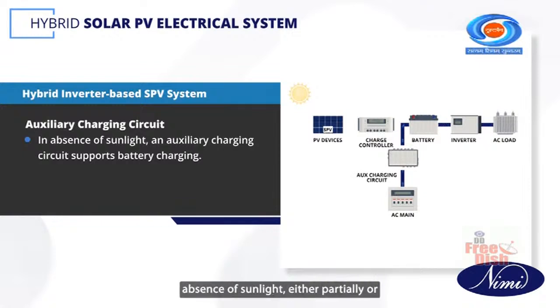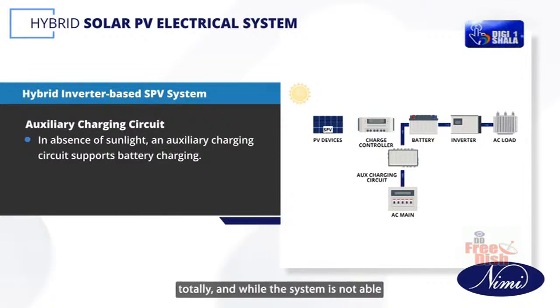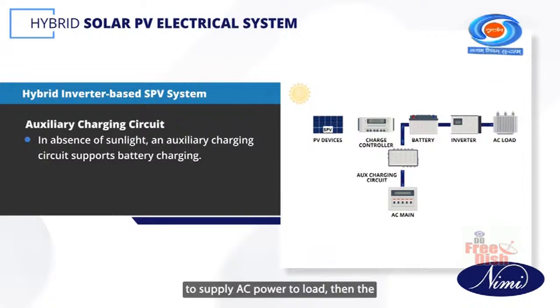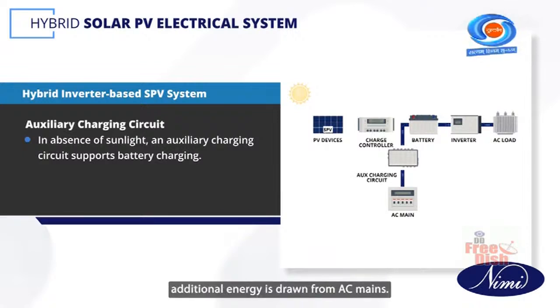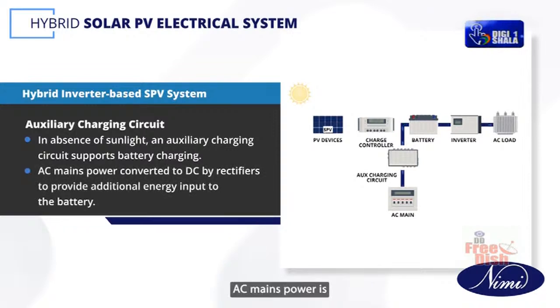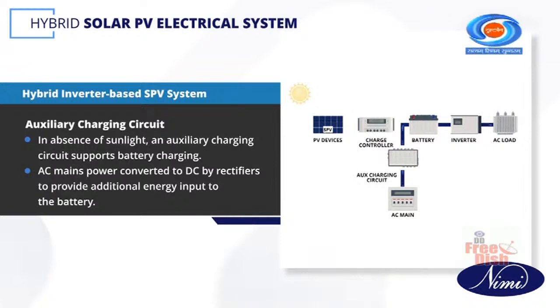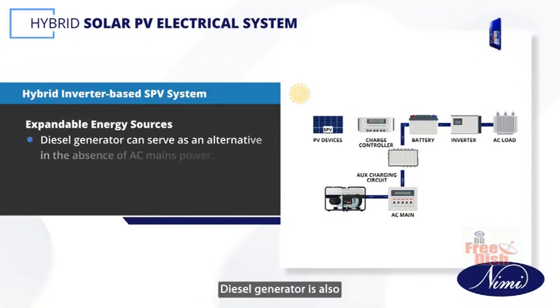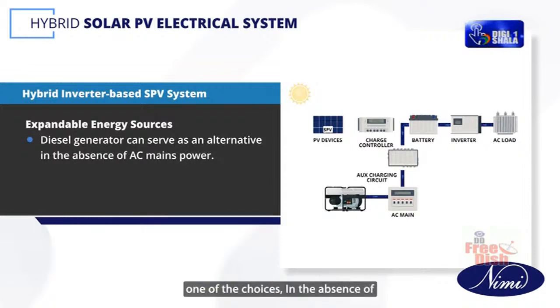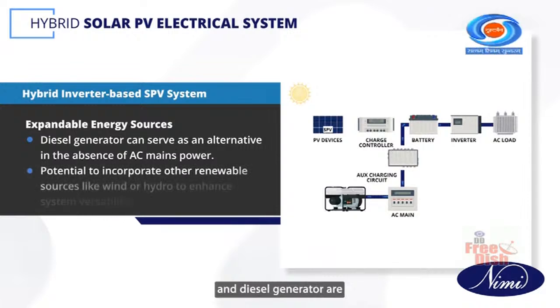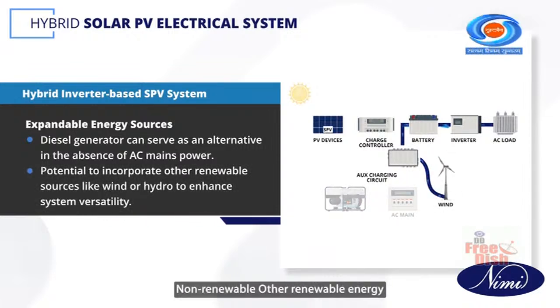In the absence of sunlight, either partially or totally, and while the system is not able to supply AC power to load, the additional energy is drawn from AC mains. AC mains power is converted to DC power by rectifiers to supply additional energy input to the battery. Diesel generator is also one of the choices in the absence of AC mains power. Both AC mains and diesel generator are non-renewable.